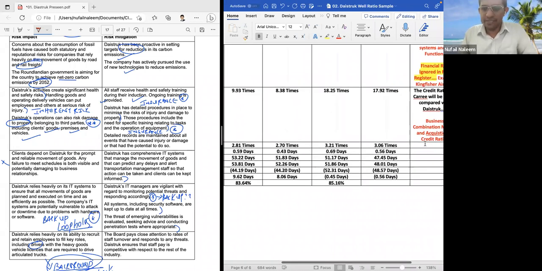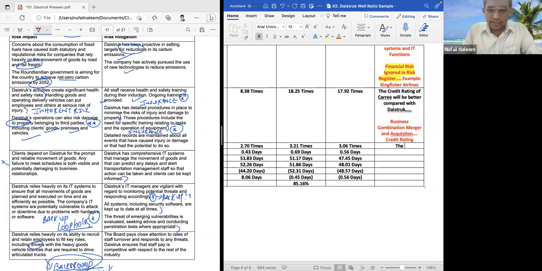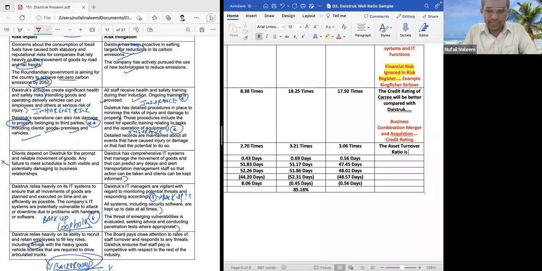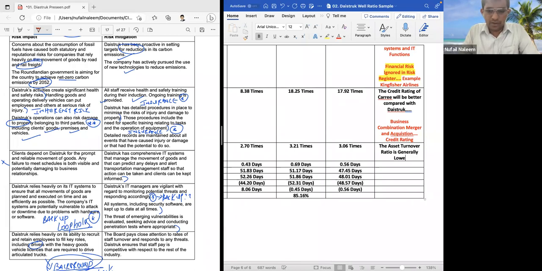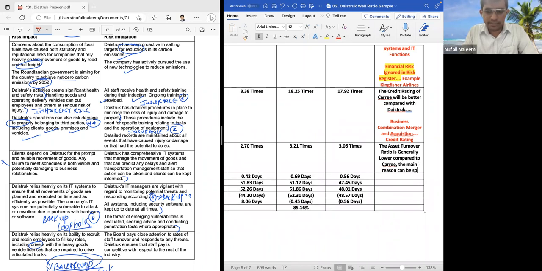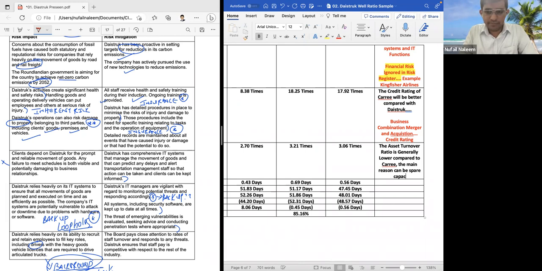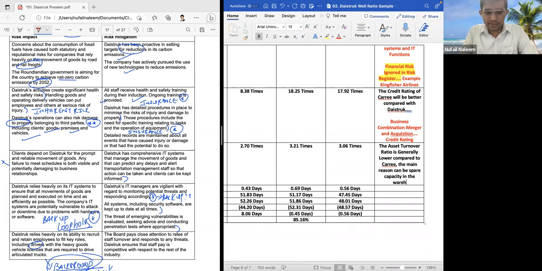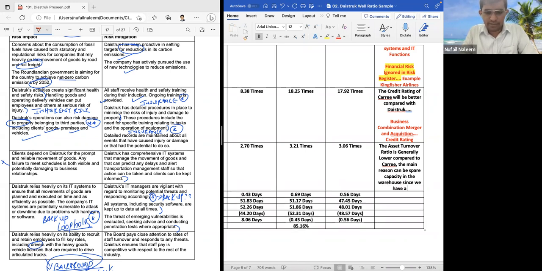So I'll write down here, the asset turnover ratio is generally lower compared to Carry. The main reason can be spare capacity in the warehouse, since we have a strong IT system.